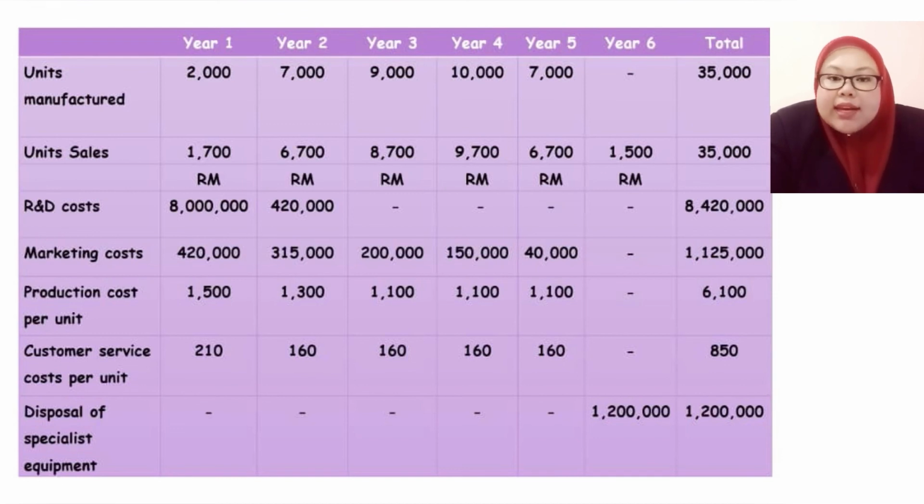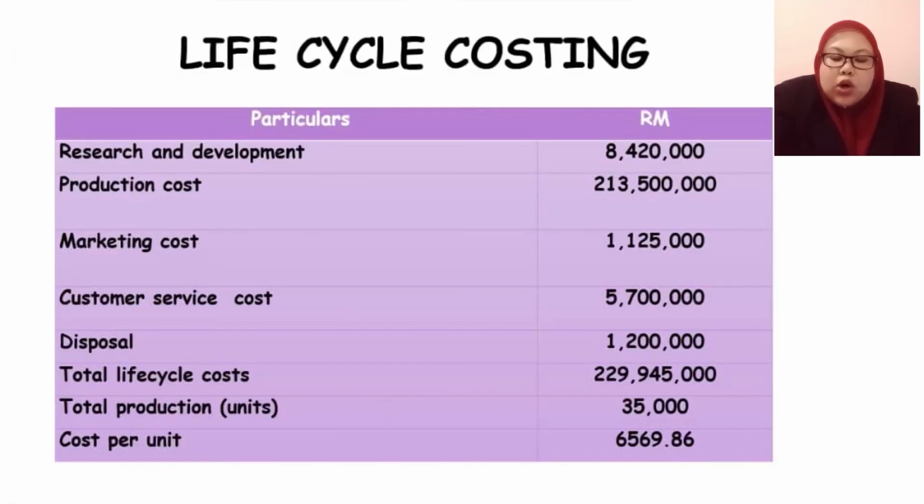5,700,000. And the last cost incurred in this life cycle cost is of course the disposal of specialist equipment and machine in year 6, which gives a total of 1,200,000 ringgit Malaysia. In this table, you may see all the costs incurred in producing the smart TV. In order to calculate the life cycle costing, we need to add all costs from the research and development until the disposal of the asset.